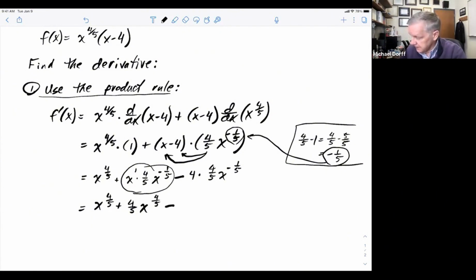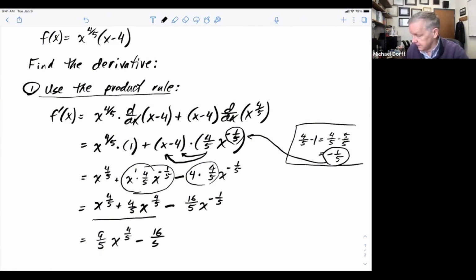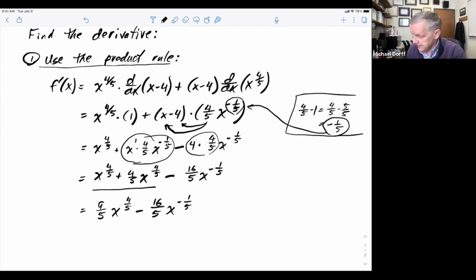And then for the next one, I'm going to combine these together to get 16/5 x to the negative 1/5. And then my first two terms have the same x power, so I'm going to add those together. So I have 1 plus 4/5. That's going to be 9/5 x to the 4/5 minus 16/5 x to the negative 1/5. That is then the derivative, one way.